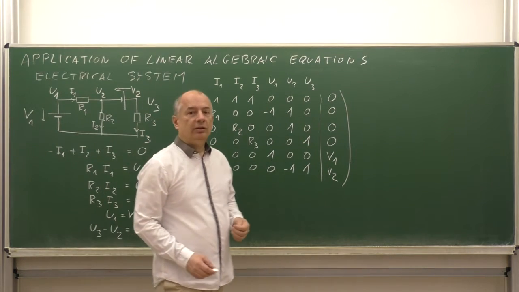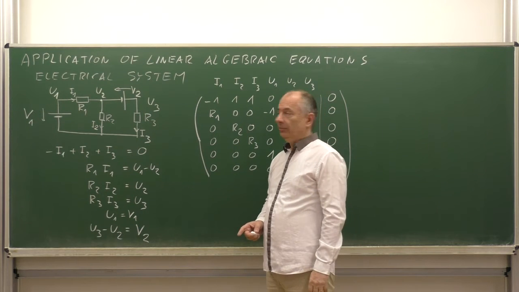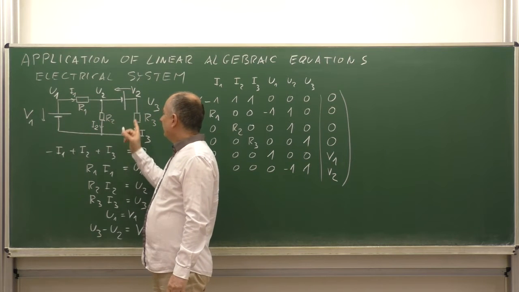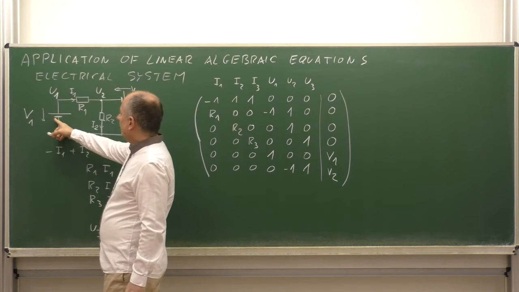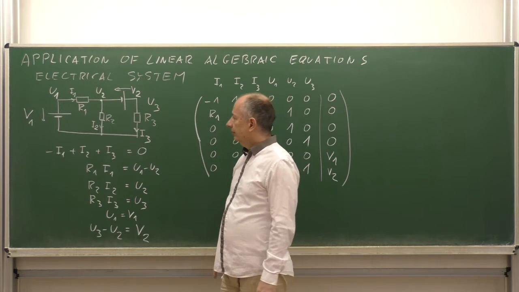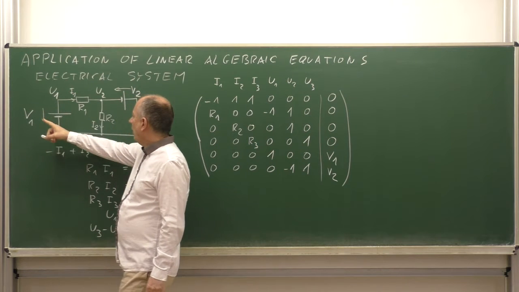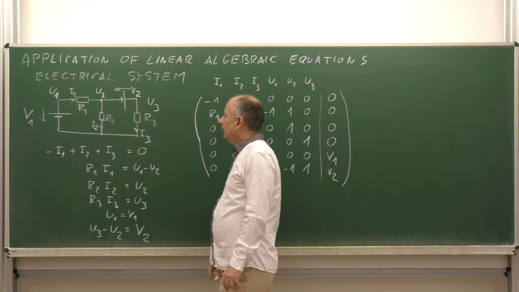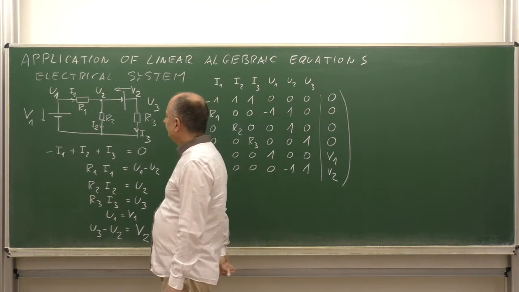As the next application of linear algebraic equations, let us consider the following electrical system. In this scheme, this rectangle and this one denote a resistor. And this element is a battery, a direct current electric source. Let us denote the voltage at this point U1, the voltage here U2, and the voltage here U3, relative to the ground, which is this pole.